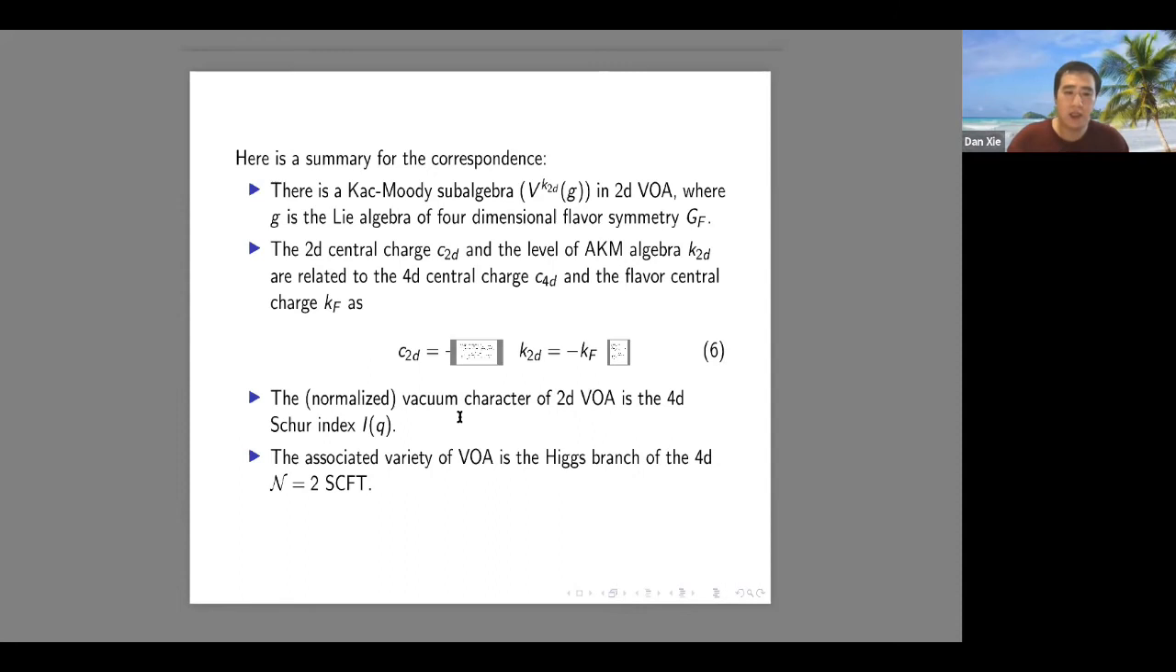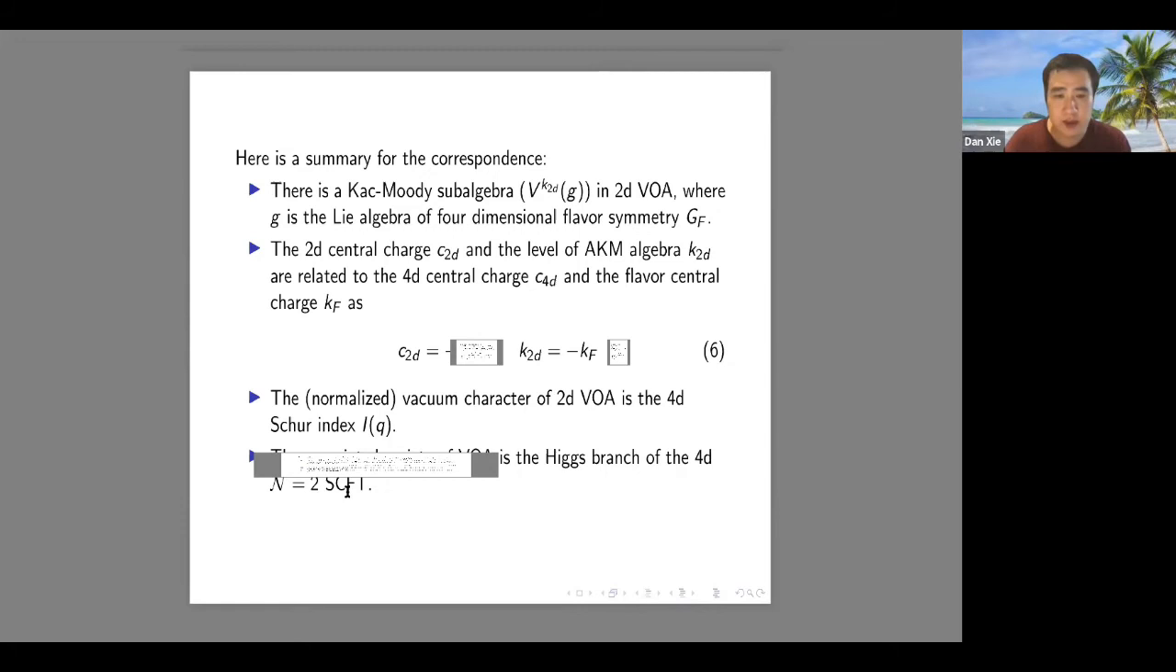The fourth one that I want to mention is the associated variety of the VOA. This notion was defined by Arakawa. And the associated variety of the VOA can be identified with the Higgs branch of the 4D N=2 theory. This was also discovered by Beem and Rastelli.